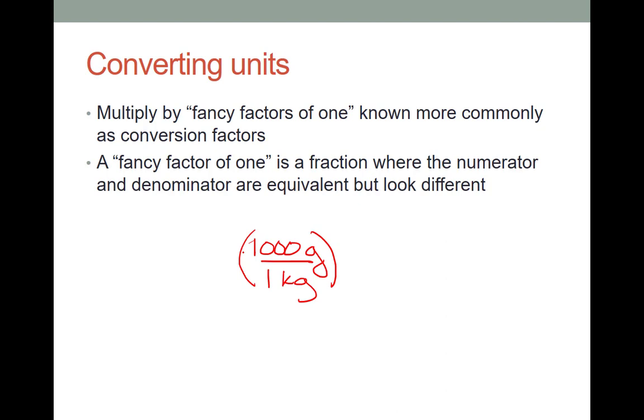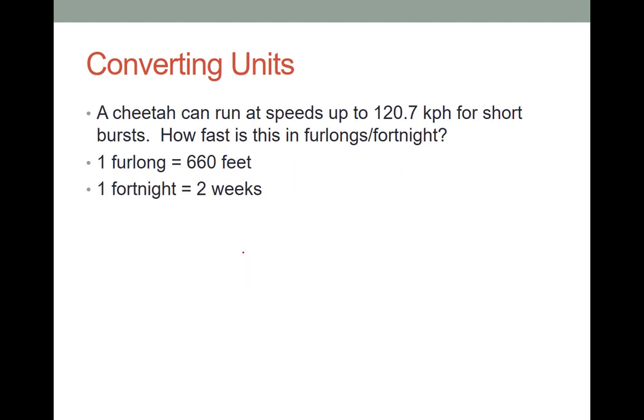Let's do an example. A cheetah can run at speeds of up to 120.7 kph. That stands for kilometers per hour. For short bursts, he can do this. We want to convert that to the rather esoteric unit set of furlongs per fortnight. And I give you a little bit of help here: 1 furlong is 660 feet and 1 fortnight is 2 weeks.